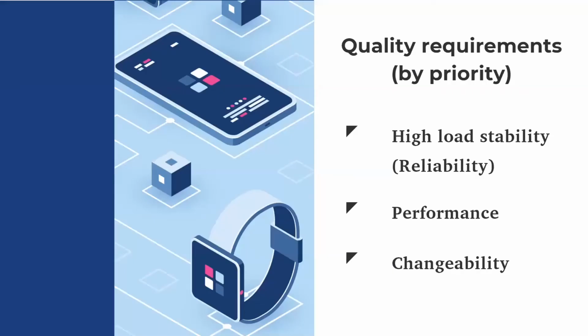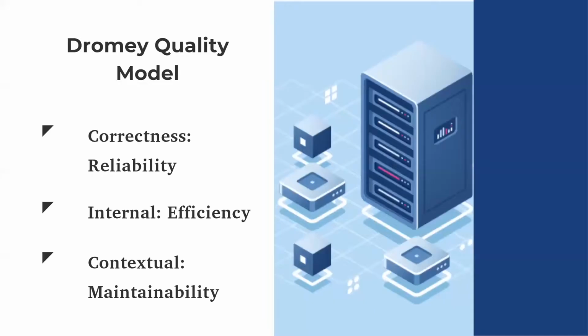About the quality requirements from the customer by priority. The first one is the high load stability, also the same reliability, performance, and changeability. And for these quality requirements, we decided to use the DROMI quality model. About the correctness is the reliability, about internal its efficiency, and about contextual its maintainability.